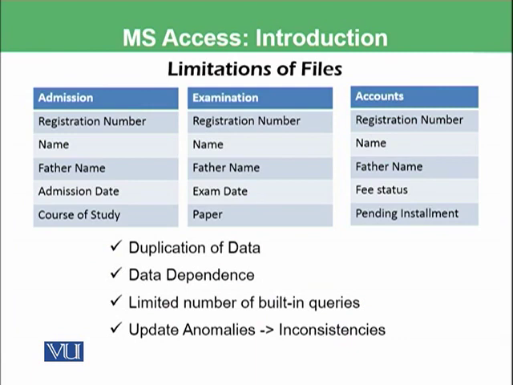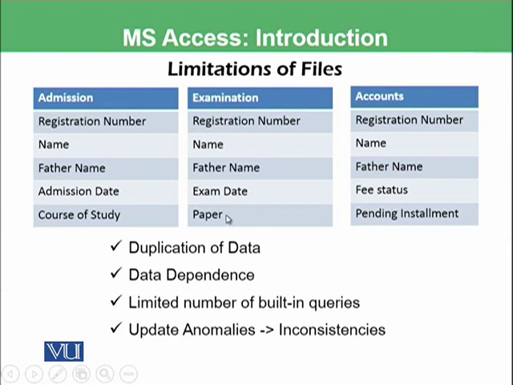So if we try to summarize the limitations of files, for example, if we want to store information of a student in the admission department, we would be interested in storing registration number, name, father name, admission date, and course of study. When we store the information of that student in the examination department, we are interested in storing registration number, name, father name. So all of these three attributes are similar, and then exam date and paper. And in accounts, again the first three fields are the same: registration number, name and father name, and then fee status and pending installments. So in such a scenario, we have duplication of data.